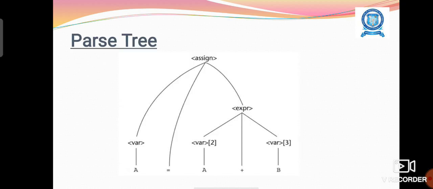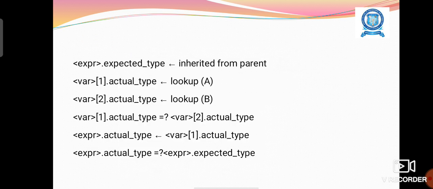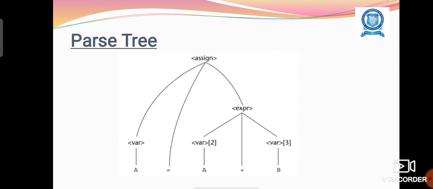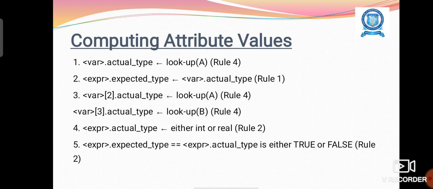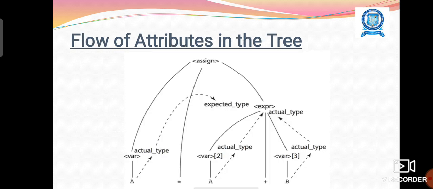Parse tree. So this is the basic parse tree. The values will be substituted by referring from the grammar, and we are producing the statement A = A + B, and then the attribute values will be computed, and this is the flow of attributes in the tree.